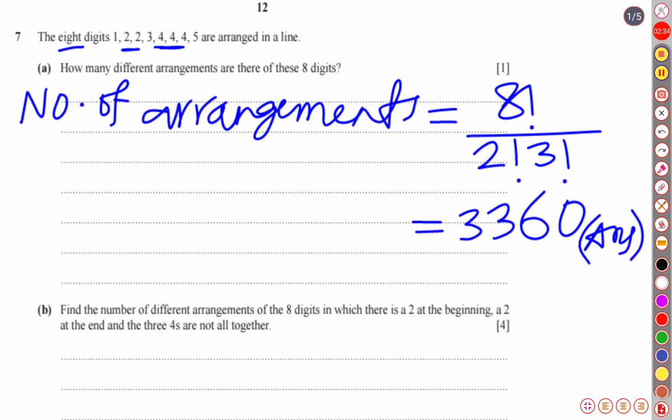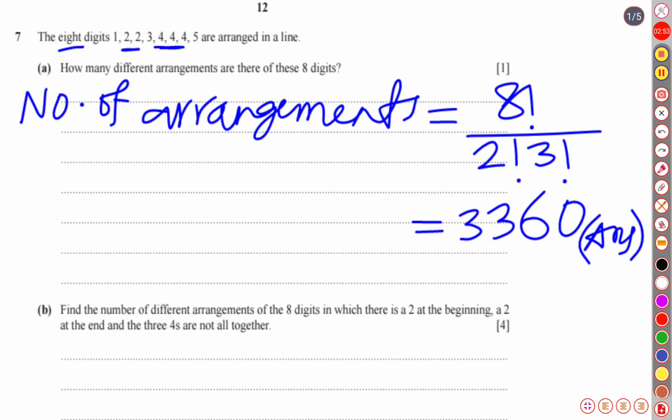This is one of the easiest of all solutions, because we know that simply for arrangements we apply the concept of permutation. Let's move on to the immediate next question. The next question says find the number of different arrangements of the 8 digits in which there is a 2 at the beginning, a 2 at the end, and the 3 fours are not all together.